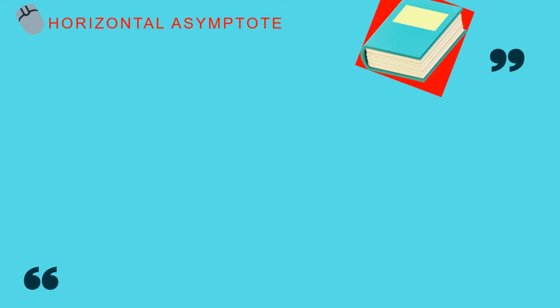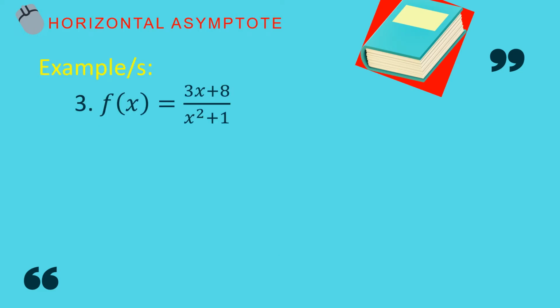Let us have an example for this horizontal asymptote. So, example number 3, f of x is equal to 3x plus 8 all over x squared plus 1. So, tingnan ninyo itong ating given function. And then, the degrees in this given function, degree of the numerator and degree of the denominator. So, our n here is, syempre, titingnan mo dito sa 3x, ano ba ang degree ni x? It is 1. Kasi wala naman kayong nakikita, so automatic it is 1. The degree of the denominator is, that is x squared. So, therefore, it is 2.